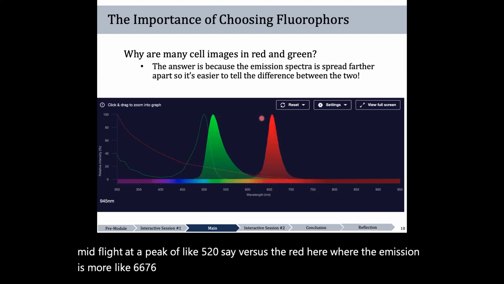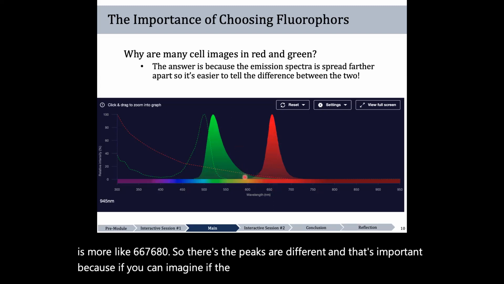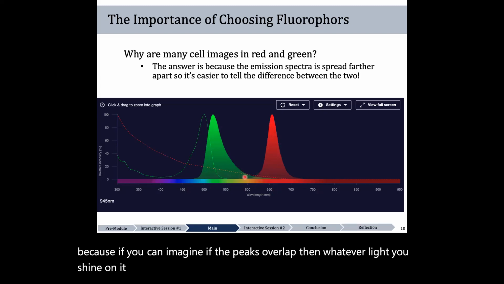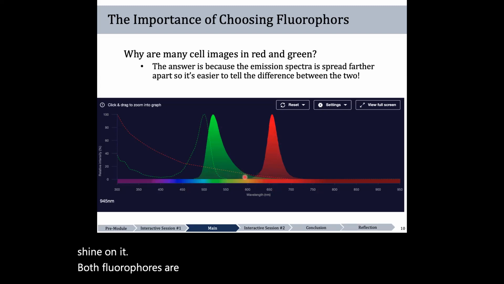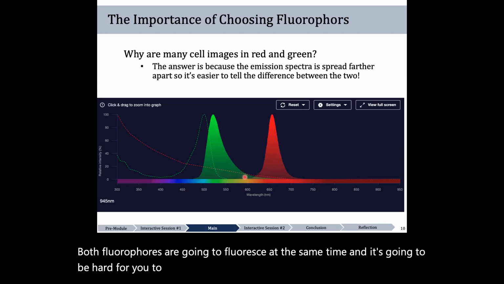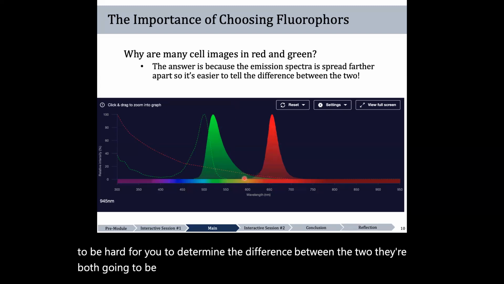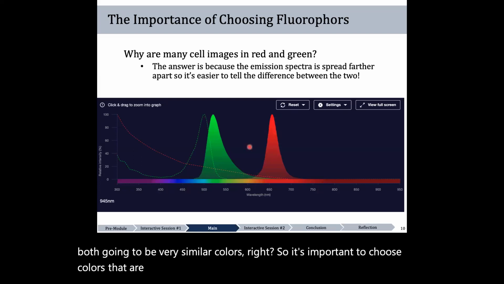So the peaks are different. And that's important because if you can imagine, if the peaks overlap, then whatever light you shine on it, both fluorophores are going to fluoresce at the same time. And it's going to be hard for you to determine the difference between the two. They're both going to be very similar colors, right? So it's important to choose colors that are farther away from each other.